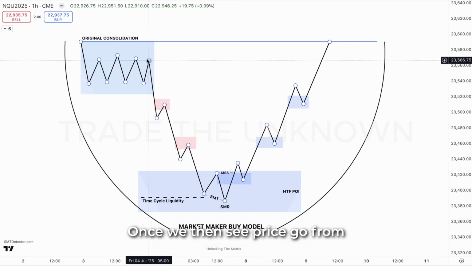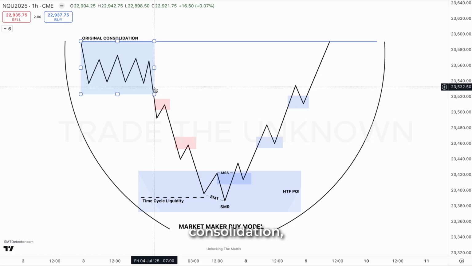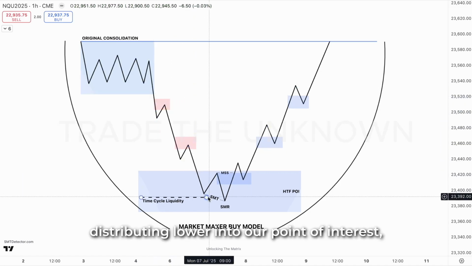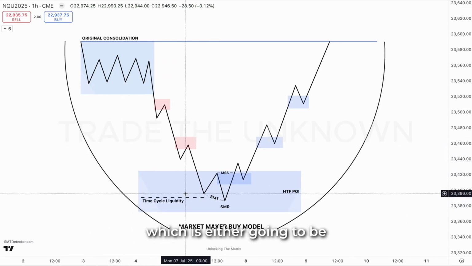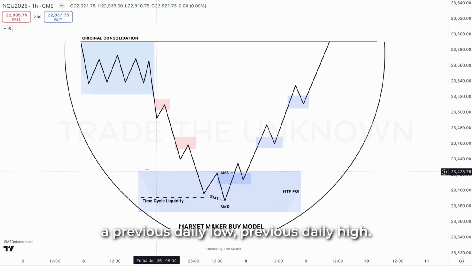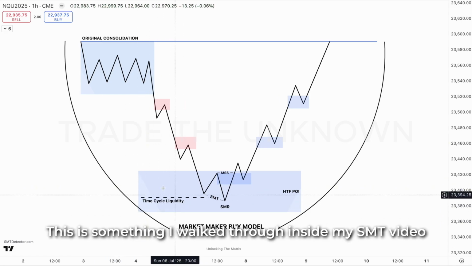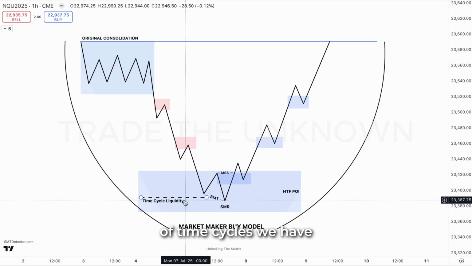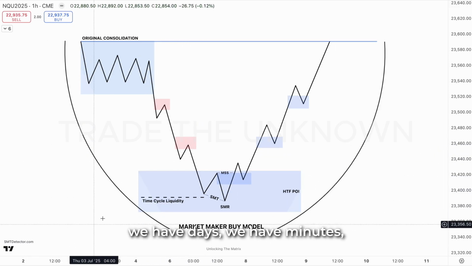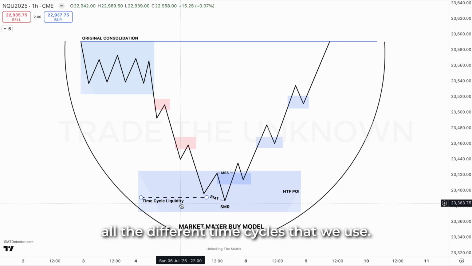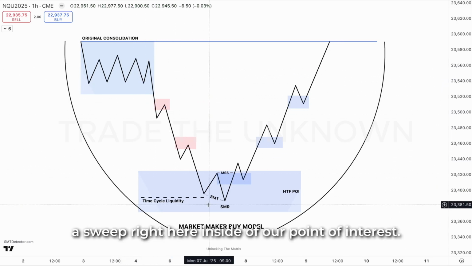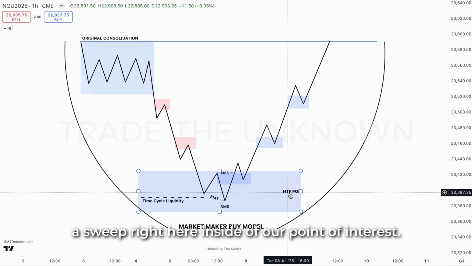Once we then see price go from consolidation distributing lower into our point of interest, taking out a time cycle liquidity, which is either going to be a previous daily low, previous daily high. This is something I walked through inside my SMT video, where I talked about the different type of time cycles we have, where we have sessions, we have days, we have minutes, all the different time cycles that we use. We basically want to see a sweep right here inside of our point of interest.